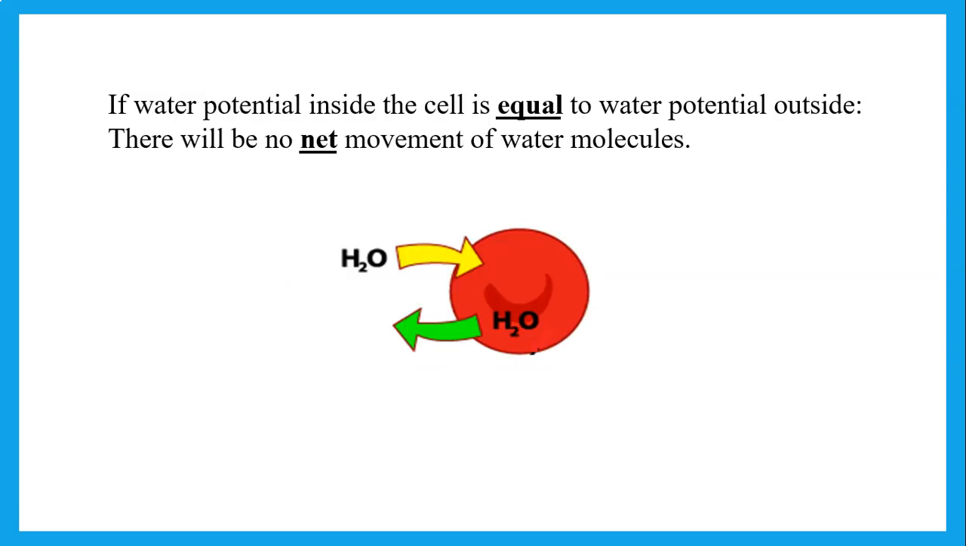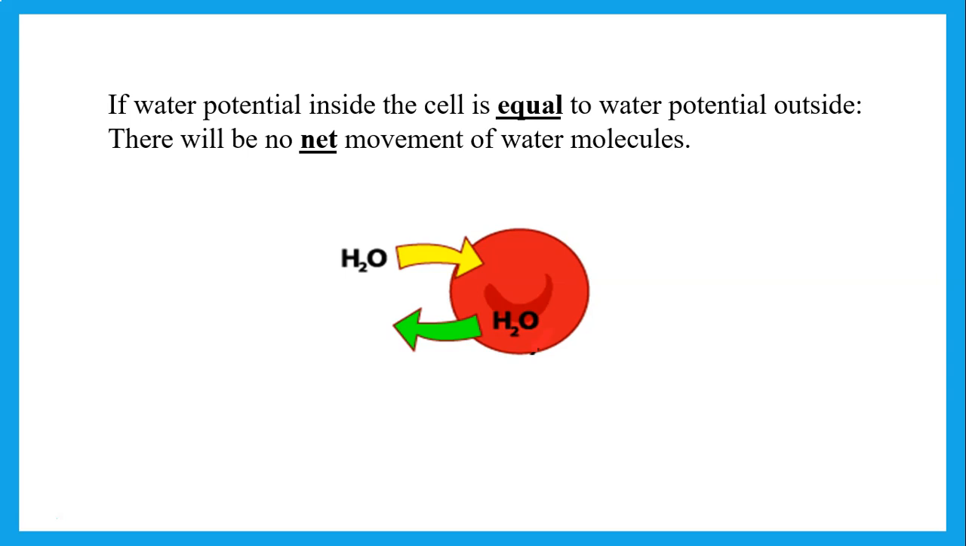What if I put my red blood cell into a solution in which the water potential inside the cell and outside are equal? If the water potential outside the cell is equal to the water potential inside the cell, then there will be movement of water molecules, but the amount of water going in is equal to the amount of water going out, so we say there is no net movement of water molecules.